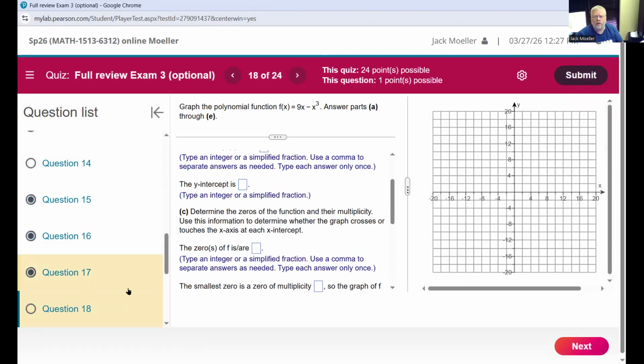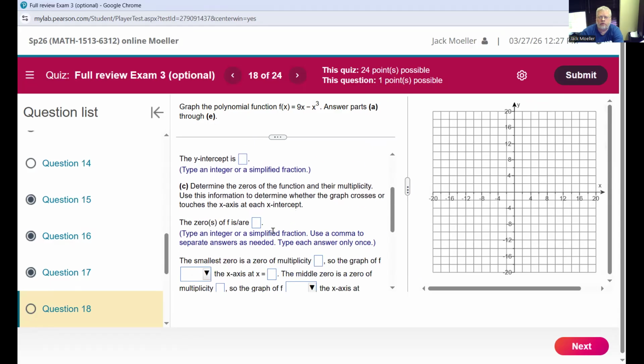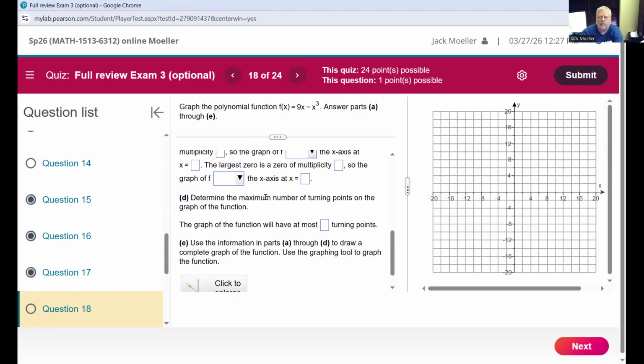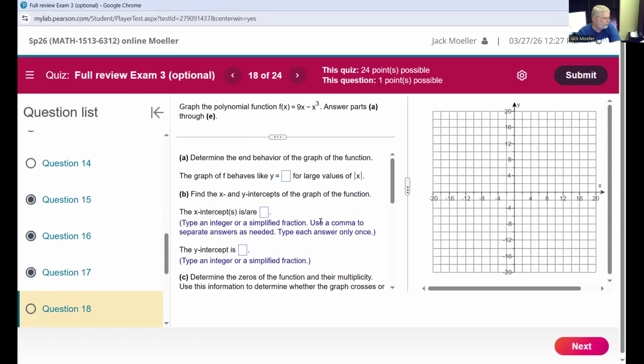So then you get into parts A through E. This is the 5.2 version of this problem. It wants to know the end behavior. It wants to know the x and y intercepts. It needs to know the zeros and their multiplicity, the maximum number of turning points, and then we need to graph it. Okay. So let's do one of these because, like I said, you're definitely going to have at least one, probably not two, because there's only 14 core questions on the test.